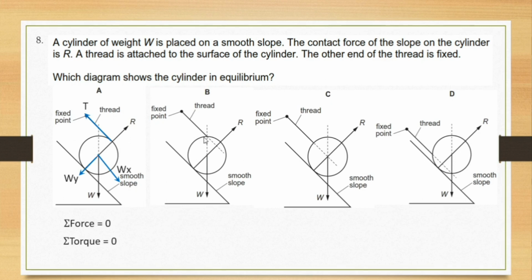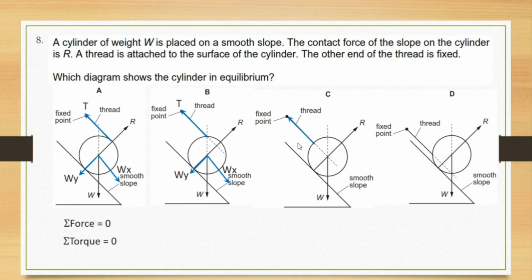The same with B. Remember that torque is a force multiplied by the perpendicular distance from the line of action of the force to the axis of rotation. So here this tension will also create torque on the system. Although we have weight Y, which is equal to R, and even though tension is equal to the X component of weight, although the resultant of force is 0, there will be a resultant of torque here. So it is also not in equilibrium.